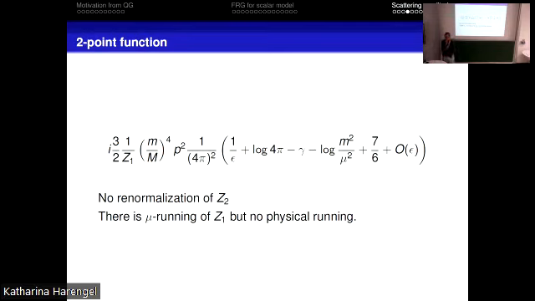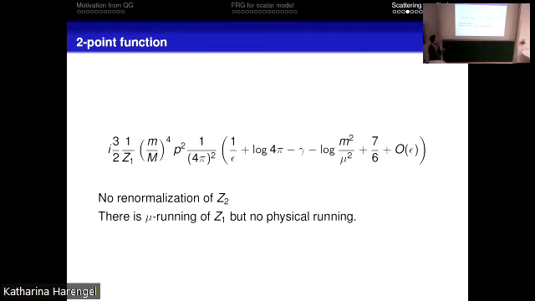Now, let's start by looking at the two-point function. The one-loop correction to the two-point function has a divergent part, so we're using dimensional regularization here. You see that it is proportional to p square. So it means that we have to renormalize Z1. There is nothing containing p to the power 4, so we don't need to renormalize Z2. And this is consistent with the FRG, where I told you that Z2 does not run.